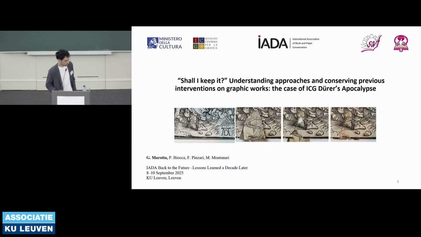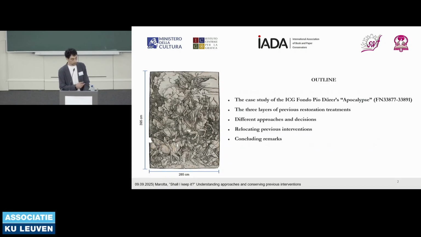In this presentation, I will focus on the study carried out prior to the conservation treatment of a copy of the Apocalipsis by Albrecht Dürer, stored at the Istituto Centrale per la Grafica in Rome, from the Fondo Pio of the Istituto Centrale per la Grafica. We're talking about a series of 15 prints from woodcuts produced by the German artist in 1498, as an illustration of the first Latin edition of the Apocalipsis con figuris.